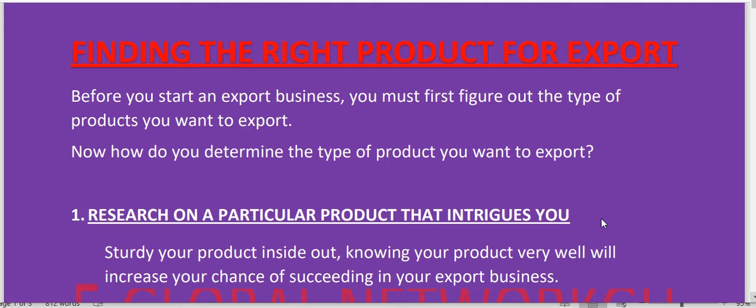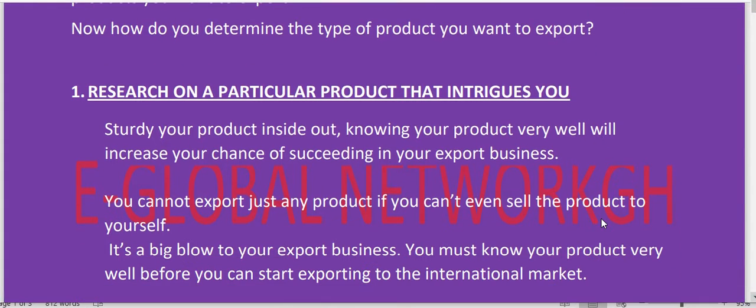Now, how do you determine the type of product you want to export? Number one is to research a particular product that intrigues you. In business, the best thing you can do for yourself is to choose where your passion lies. So you need to study your product inside out. Know the product that intrigues you. Choose a product that intrigues you.